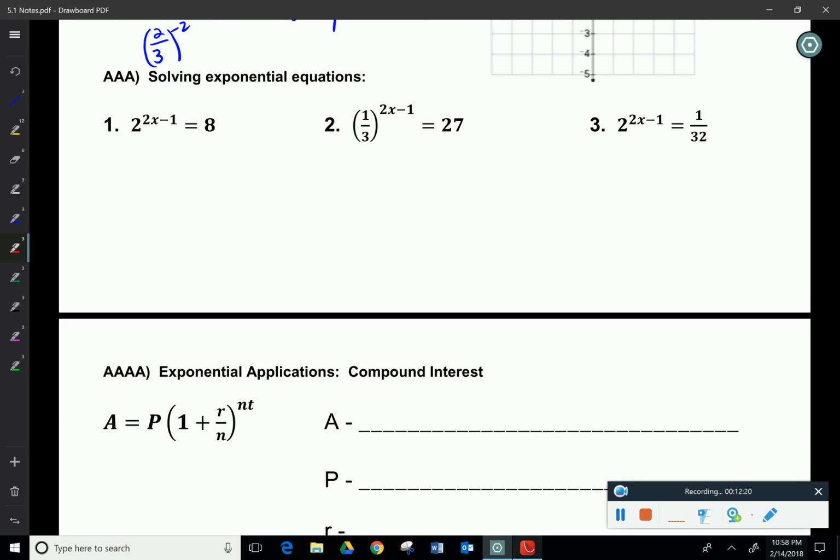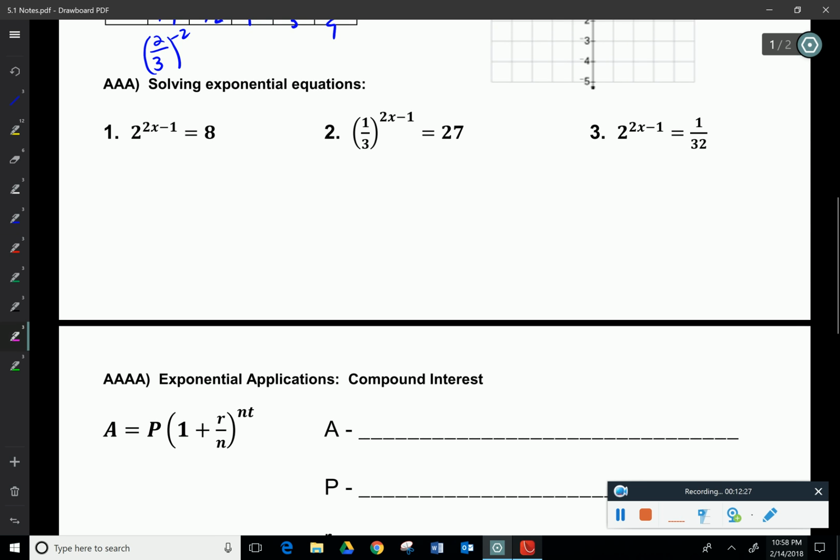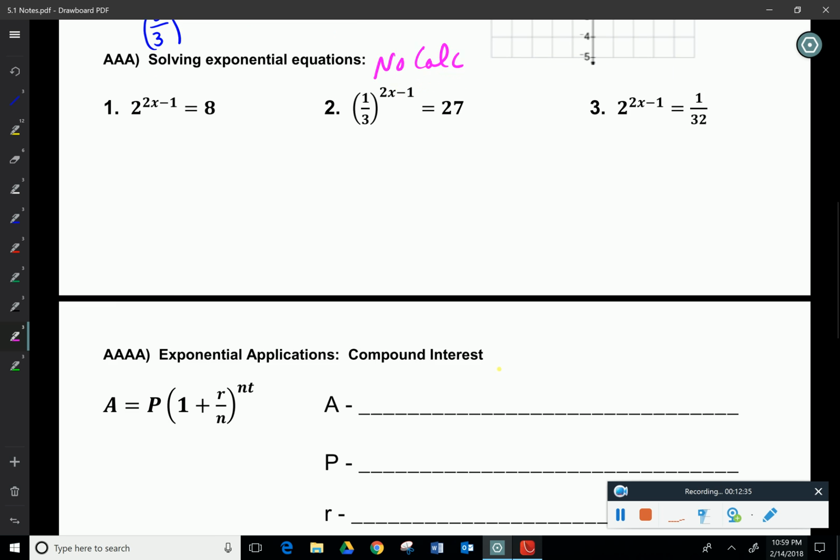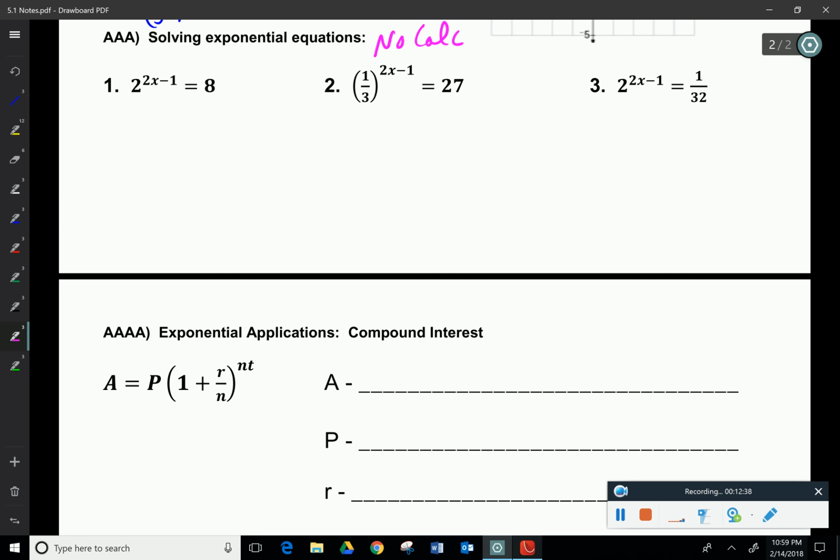Okay, so we're back in the notes, and this next part now is a no calculator part. Let's write that down. No calculator. And we're actually going to do some solving. This is probably my favorite part of the notes. I don't know why, I just like these. These are definitely classic ACT, SAT kind of questions as well.